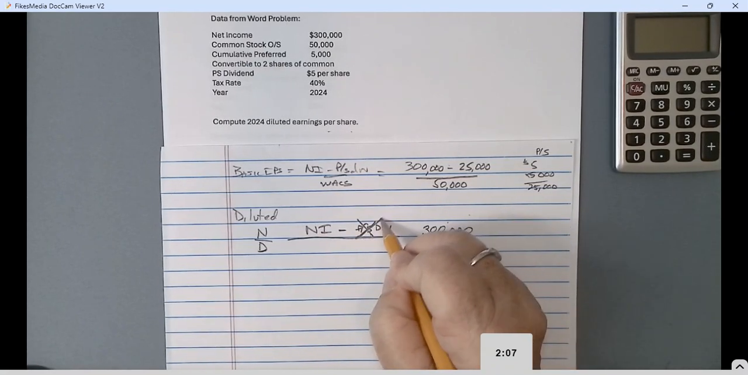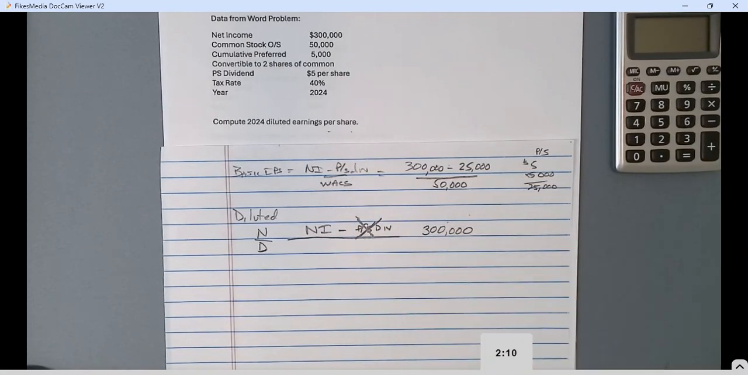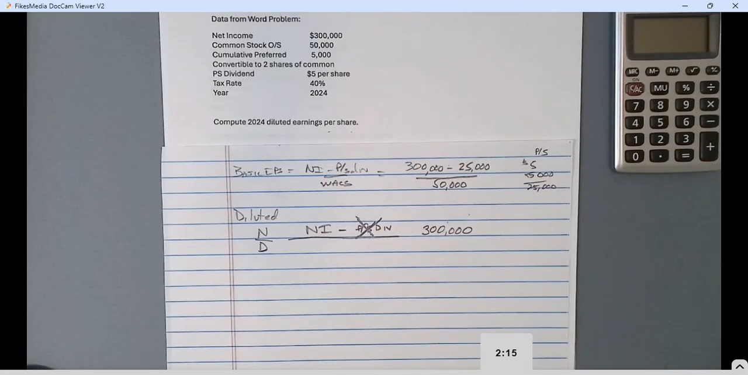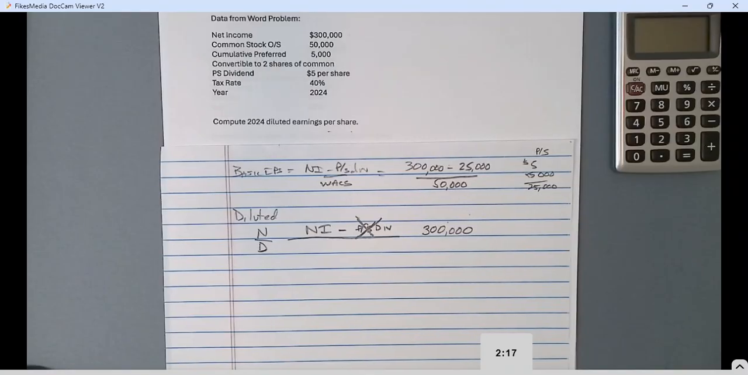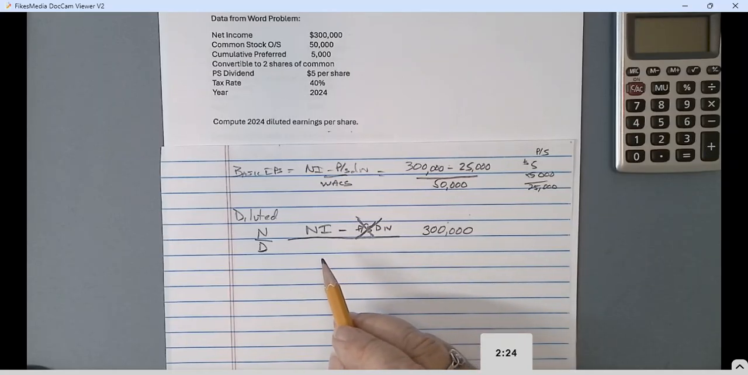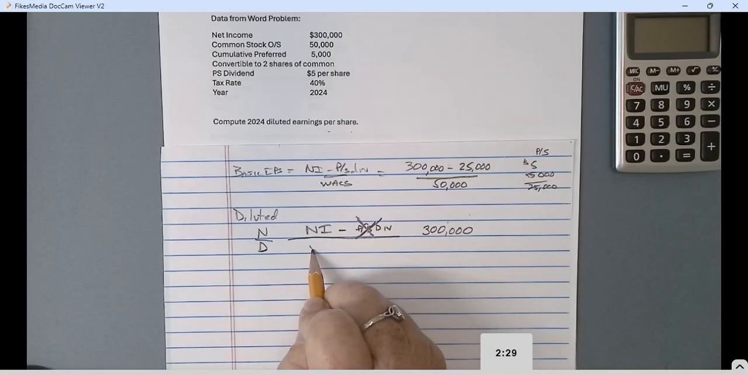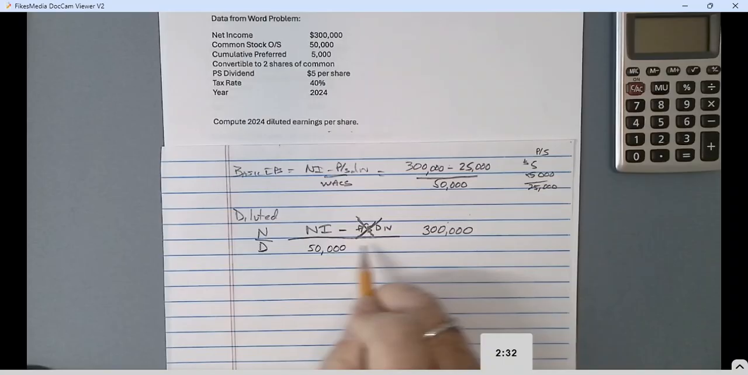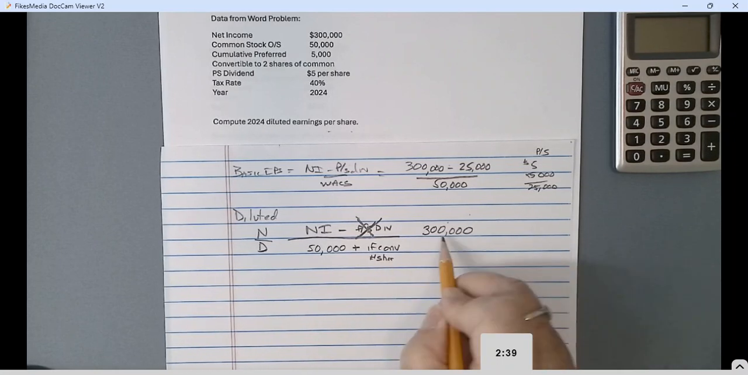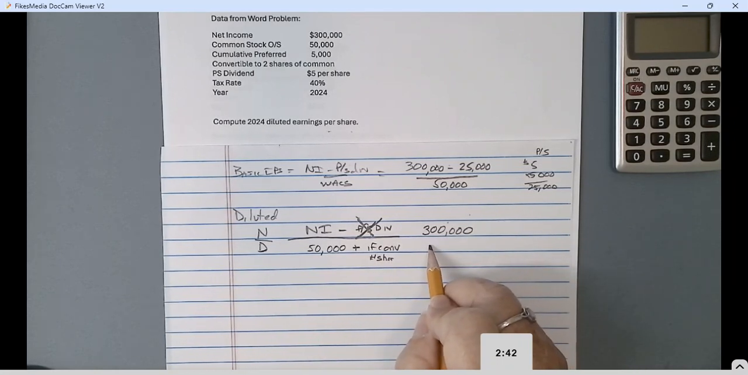I like to write it out and then draw an X through it, reminding me that it is the original net income available to shareholders, okay? Less the preferred stock. So I've got to get that net income amount in there. And my weighted average common shares, we started out with 50,000. And I have to add to that the if-converted number of shares. Okay, so I am going to add to 50,000.